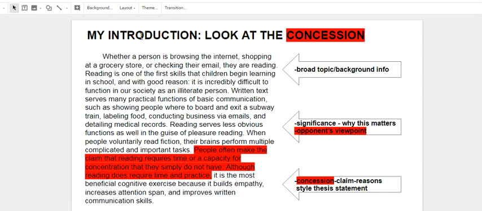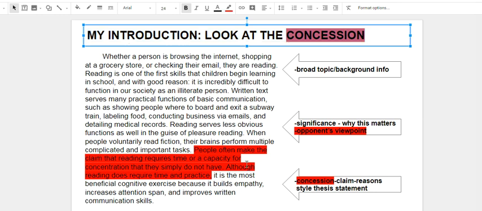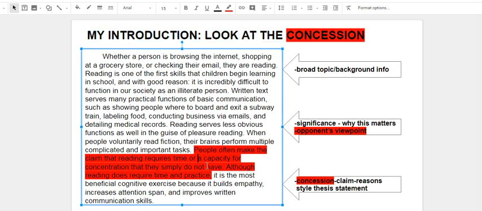If you look at my introduction and look at the concession part, which is down here, I highlighted in red, you can see that I named two different points, actually, that my opponent might bring up. People may often make the claim that reading requires time or a capacity for concentration that they simply do not have. So if you pay close attention, that is two different points, even in one small sentence, that people complain they don't have time to read and they don't have the concentration skills required to read.